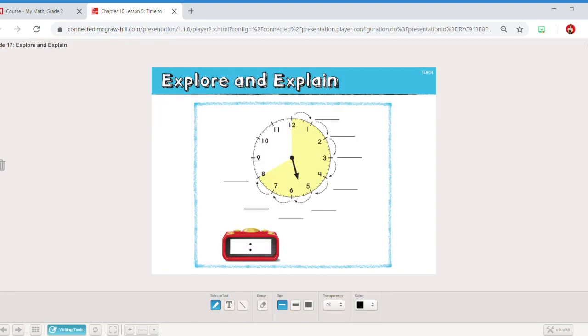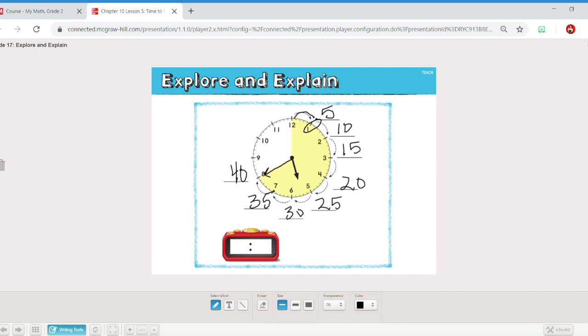Now we have this page in your packet. What you're going to do is you're going to skip count by fives around the clock. And then at the end, we're going to draw the minute hand where it leaves off and write the time down in the digital clock. We know that 12 is our starting point, so that starts at 0. And as we go around, one jump, we'd have 5. So 1 is the same as 5. 2, 10, 5, 10, 15, 20, 25, 30, 35, 40. Looks like we landed on 40 minutes, and it's on that 8.